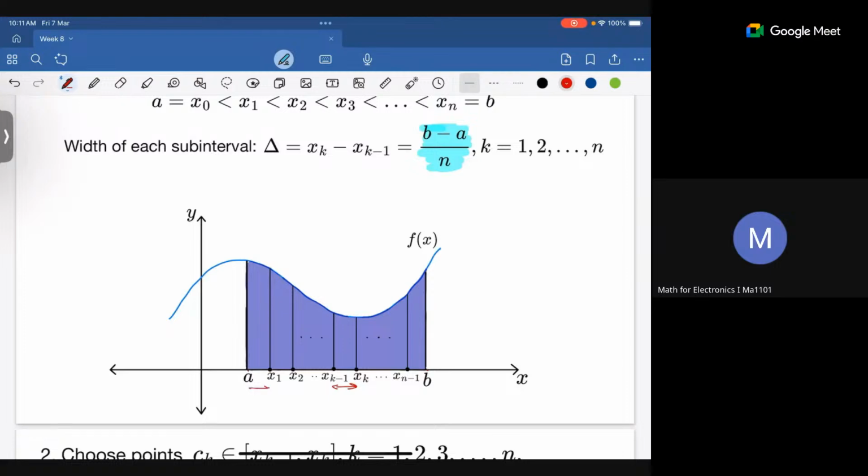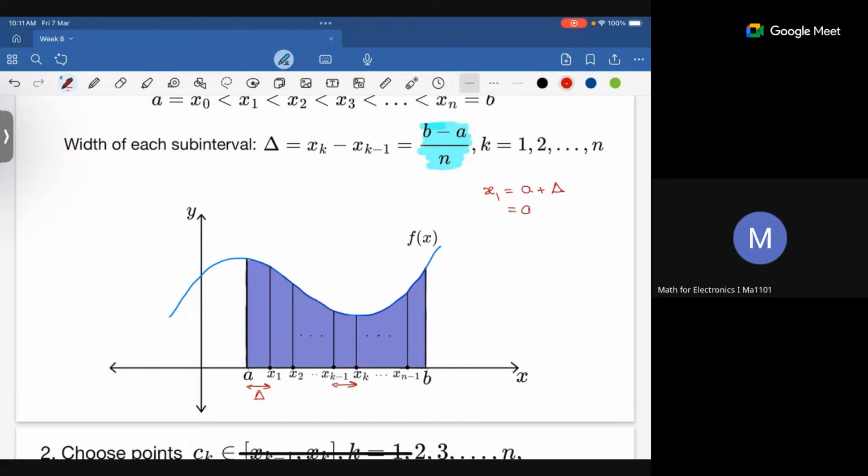I know this is delta. And delta is (B minus A) by n. So if I have to get x1, x1 is basically A plus delta. And A plus delta is A plus (B minus A) by n. So this will be (nA plus B minus A) by n, that is ((n minus 1)A plus B) by n. So this is x1.